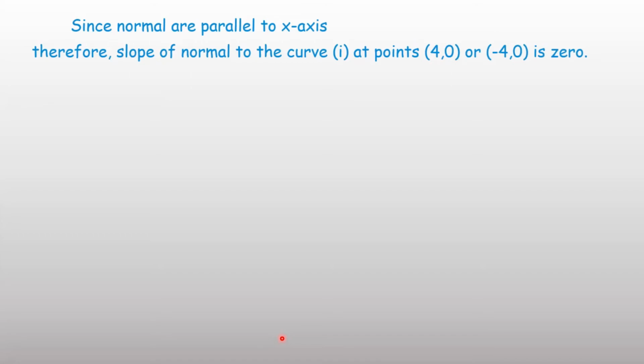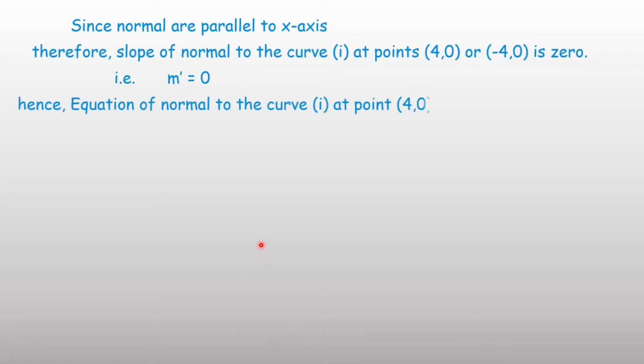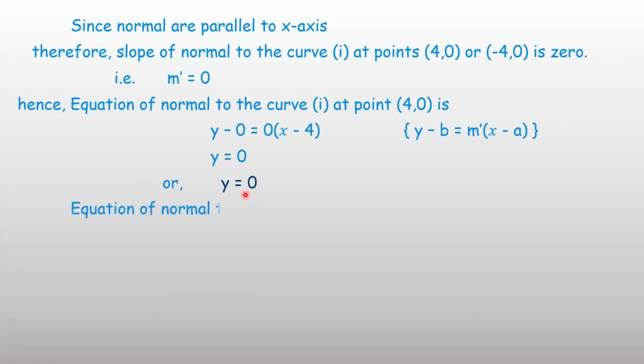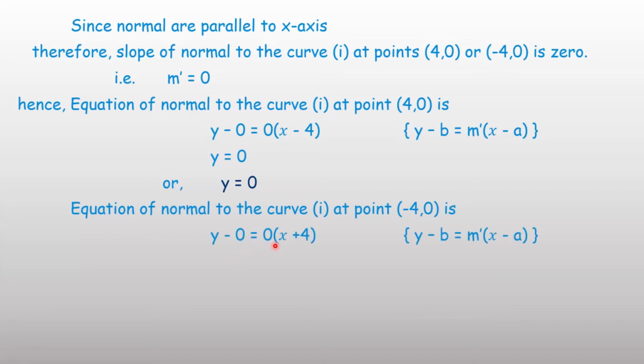Hence, since normals are parallel to x-axis, therefore slope of normal to the curve at points (4, 0) or (-4, 0) is 0. That is m dash equal to 0. Hence, equation of normal to the curve at first point (4, 0) is y minus 0 equal to m(x minus 4), or after solving you will get y equal to 0. At second point, equation of normal to the curve is y minus 0 equal to m(x plus 4), after solving y equal to 0.